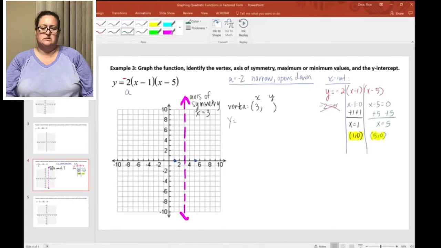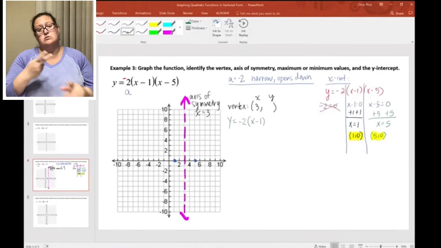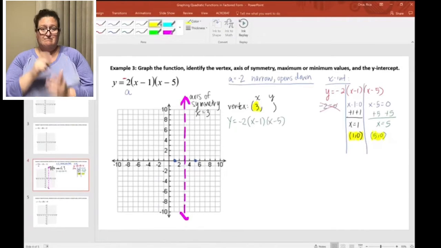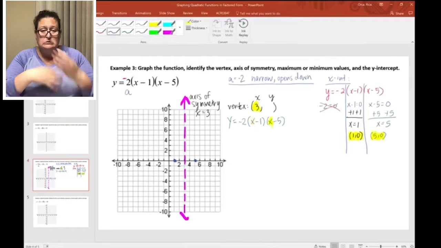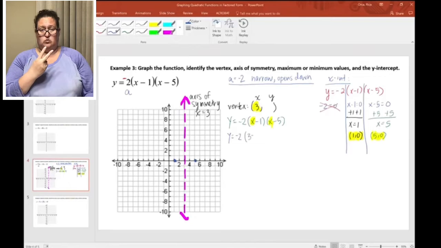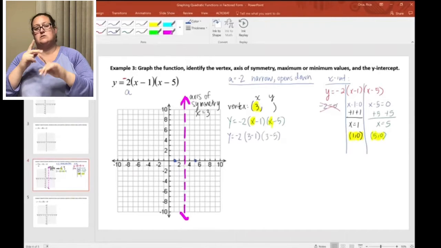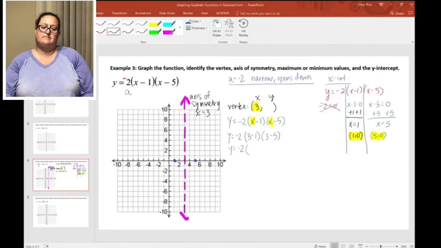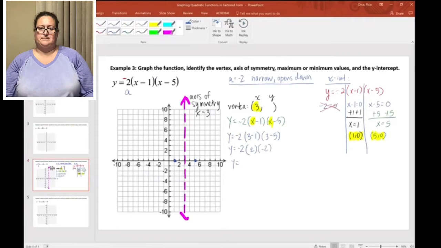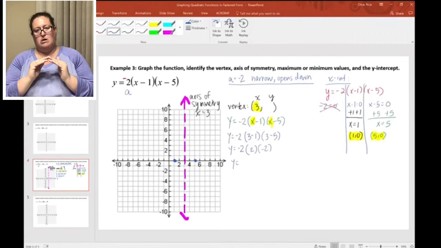y equals -2 times (x minus 1) times (x minus 5). Once again, we need to take our x value and plug it into our function. So wherever we see an x, we have to replace that with 3. That's y equals -2 times (3 minus 1) times (3 minus 5). -2, 3 minus 1 is 2, 3 minus 5 is -2. So -2 times 2 is -4, and -4 times -2 is +8.